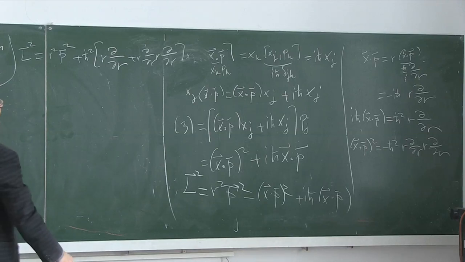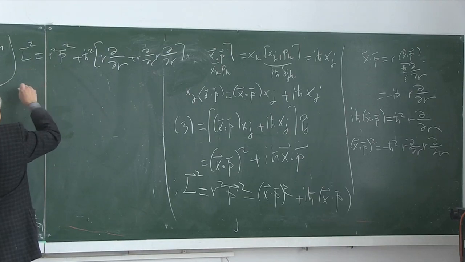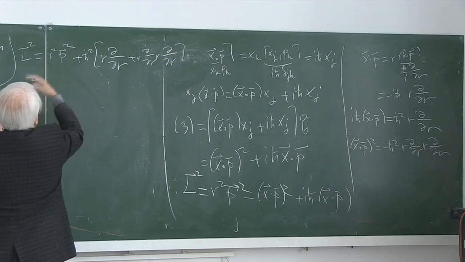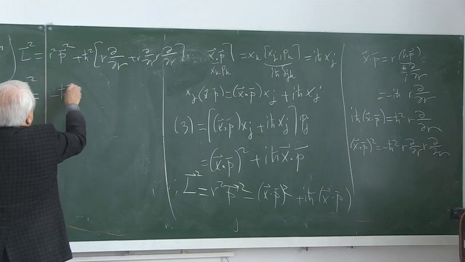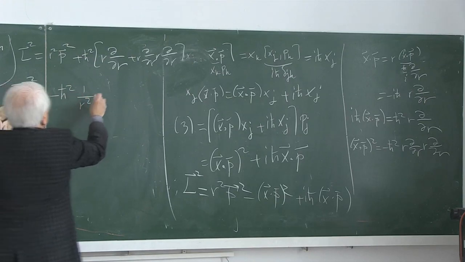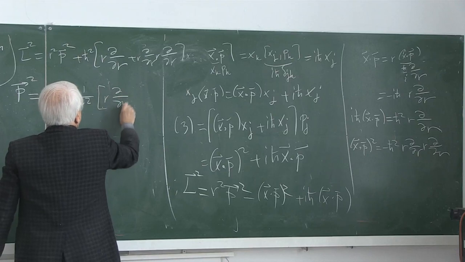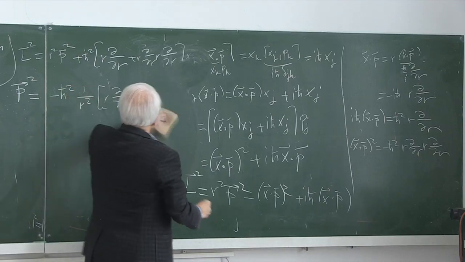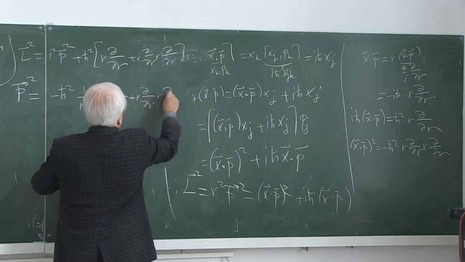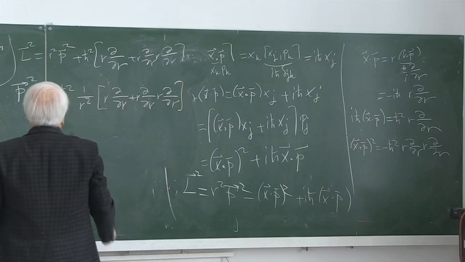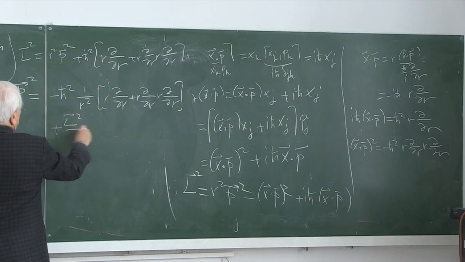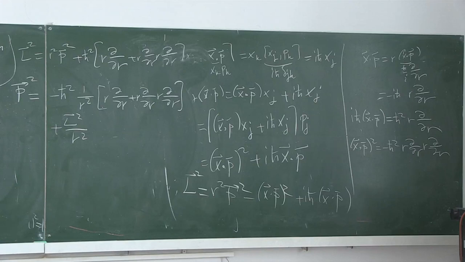Okay. Or let me move this to the left hand side. p squared is, if this goes to the left, ħ squared, 1 over r squared, r d/dr plus r d/dr r d/dr, plus L squared over r squared. Notice that the second term is very similar, exactly the same really, apart from the fact that L is an angular momentum operator, L squared over r squared. Then you are using the Kepler problem that's there.